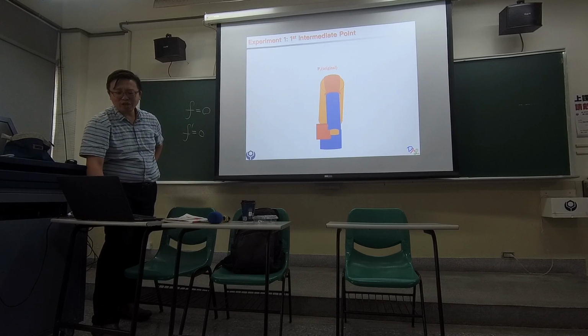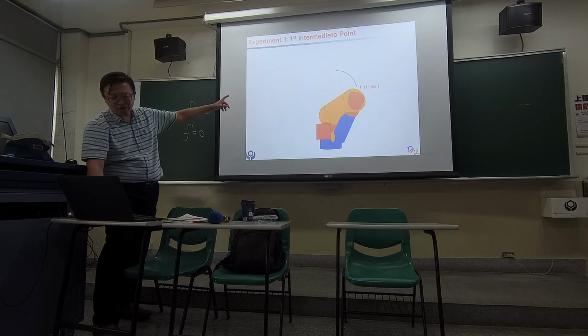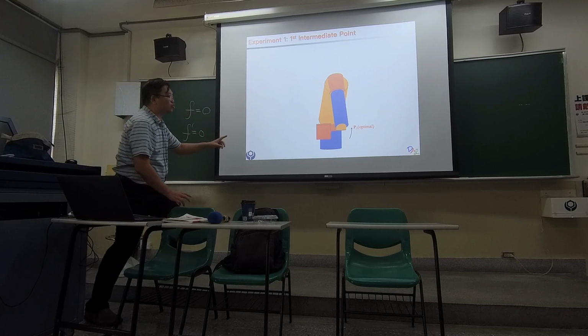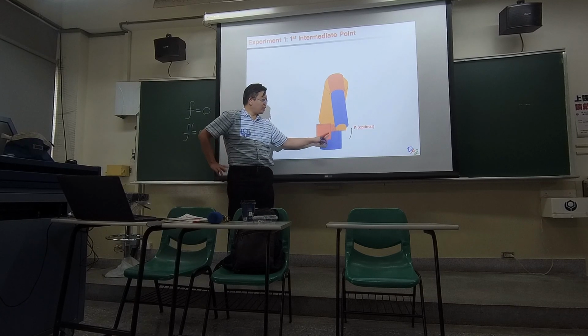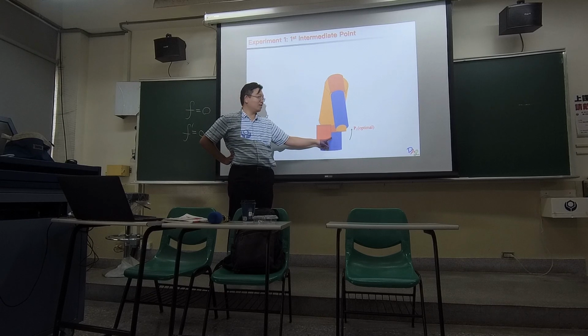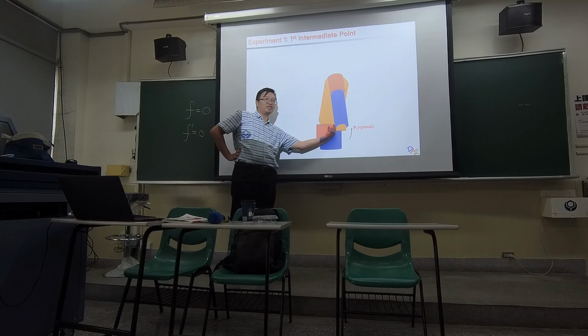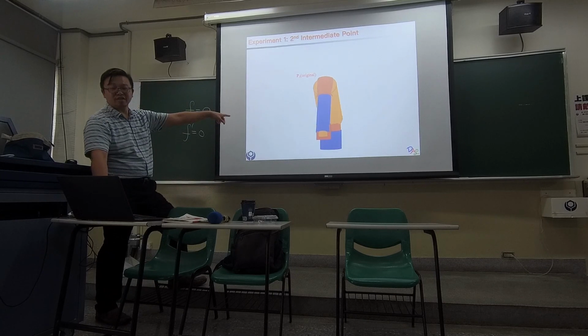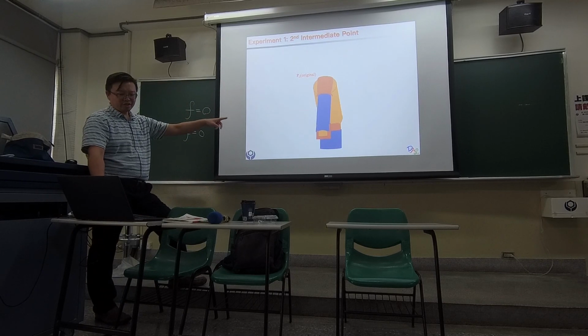So I'm going to show you the iteration. First iteration, second, third. Oh, that's optimal. We found an optimal, a good solution right here, which is close to the original one, but keeping a safe distance. Okay? Let's take a look at the second intermediate point.